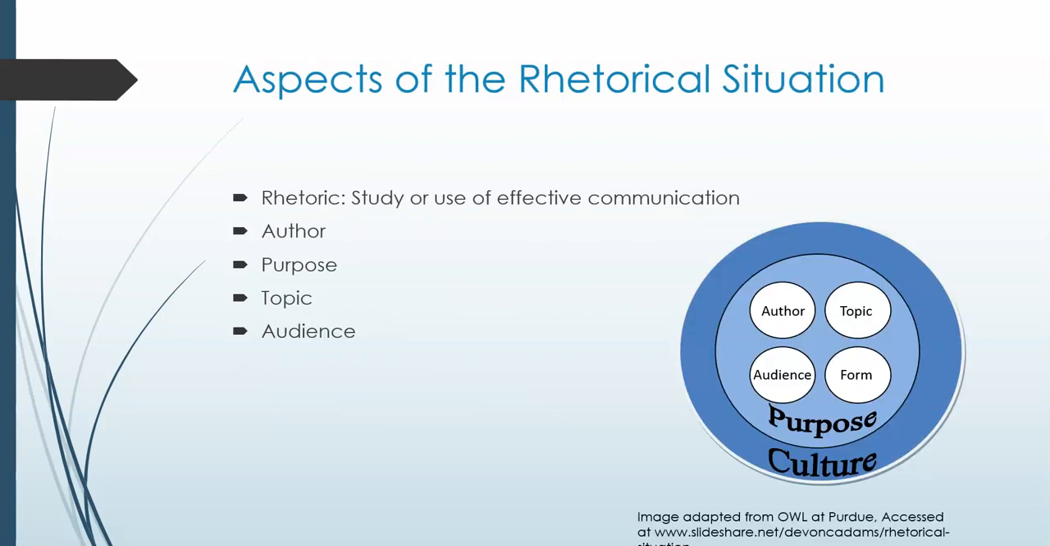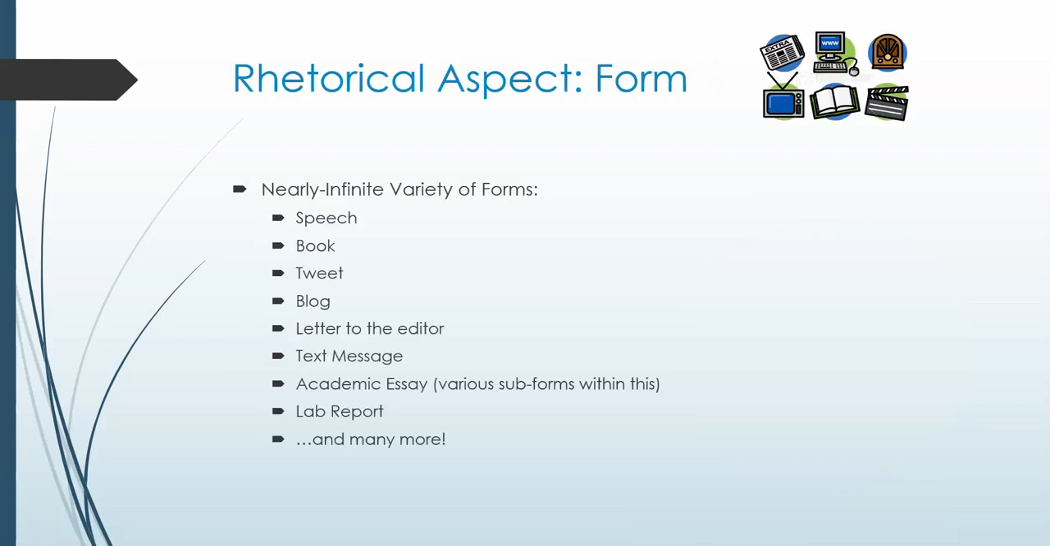There are a few other aspects that might influence your writing decisions as well. One of these is the form that the writing will take. Different forms have different conventions and restrictions that can affect the final form of your writing. There are nearly an infinite number of forms that your writing might take, such as the ones listed below: speech, book, tweet, blog, letter to the editor, text message, academic essay, of which there are various subforms, lab report, and many more.